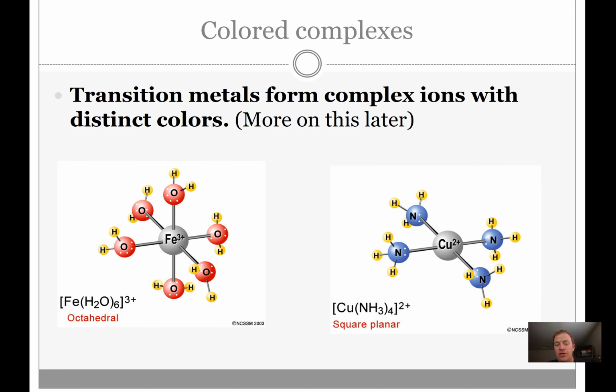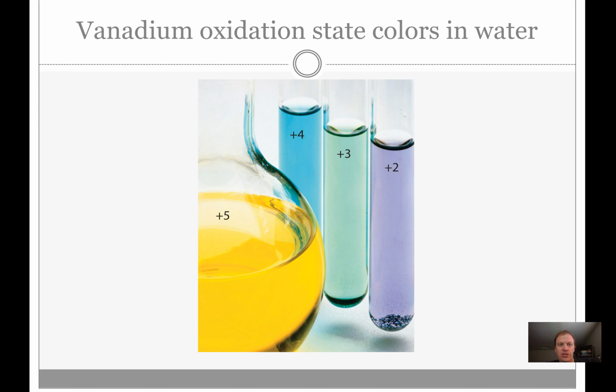Another characteristic of transition elements is they form complex ions that have a color. We're going to spend a whole lesson talking about that, so we'll talk about that more later, but I'll just bring it up now when we're talking about properties of transition elements. So here's vanadium in 4 different oxidation states, and it has different colors in each oxidation state, and we're going to talk about why that's the case.